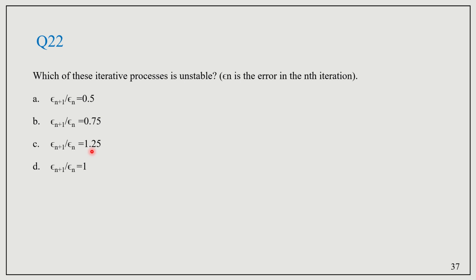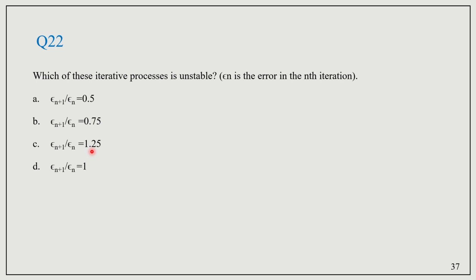Epsilon n is nothing but the error in the nth iteration, and similarly epsilon n plus 1 will be the error in the n plus 1th iteration. So we have 4 options and we need to identify which of the processes is unstable. In an unstable process, what will happen is that variations will keep on growing.